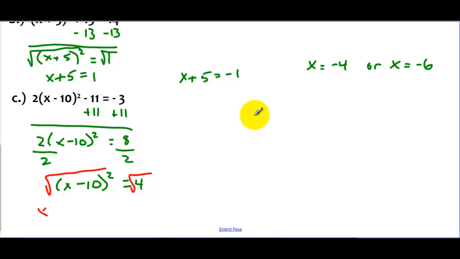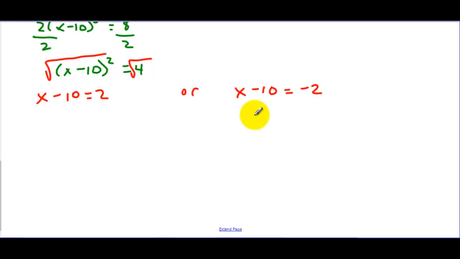So I'm going to find out that x minus 10 is equal to 2, or x minus 10 is equal to negative 2. And again, these are both solvable. I'm going to get a 12, and over here, I'm going to get an 8.